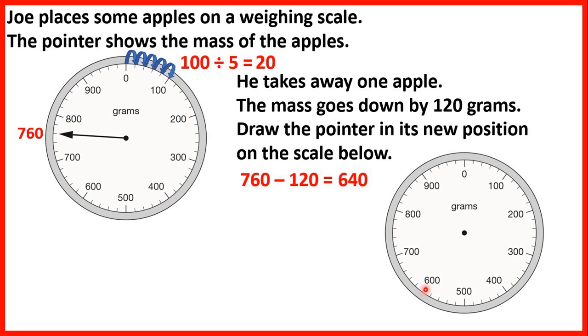So on the scale, here we have 600, and because we know that each little line is 20, after 600 we'll have 620, and then this point here will be 640.